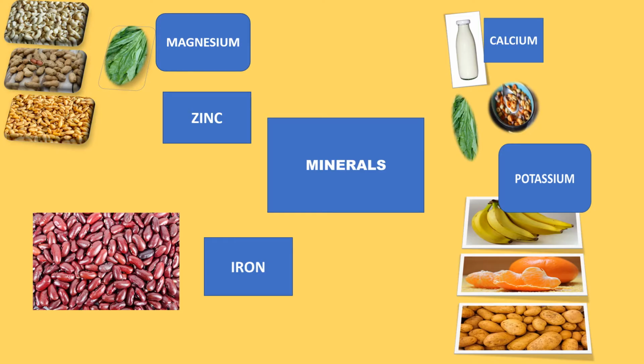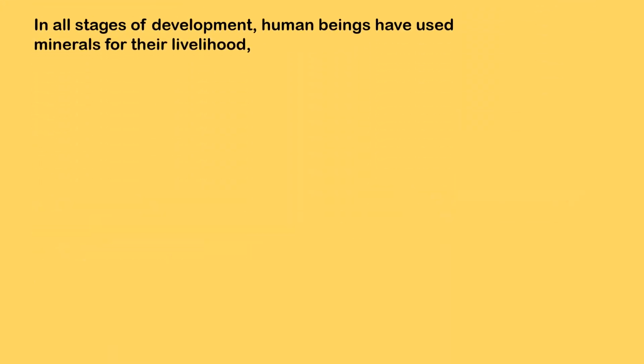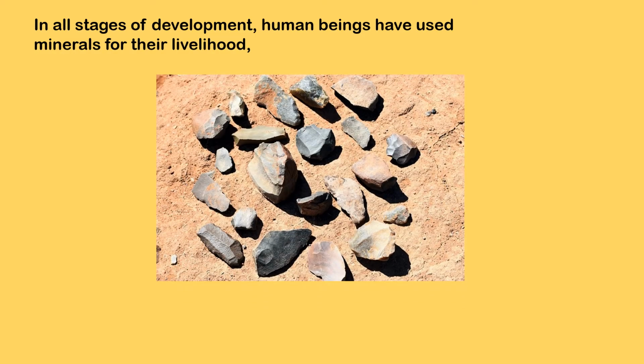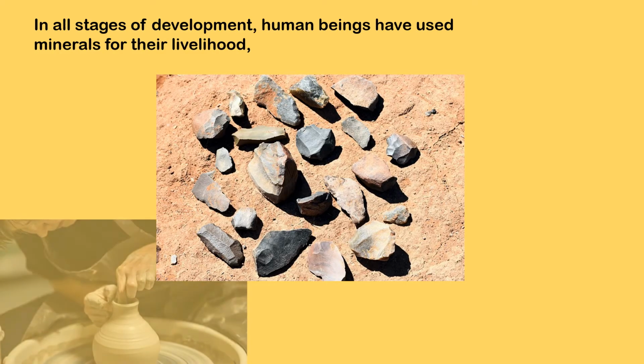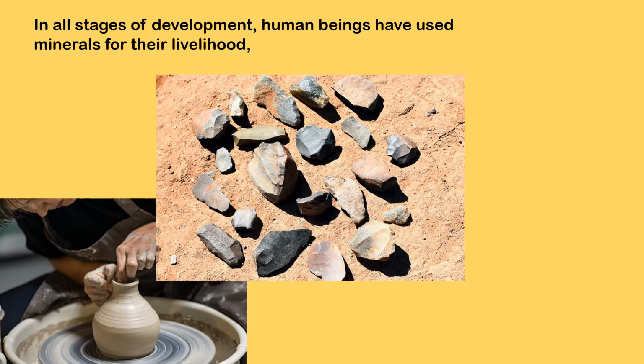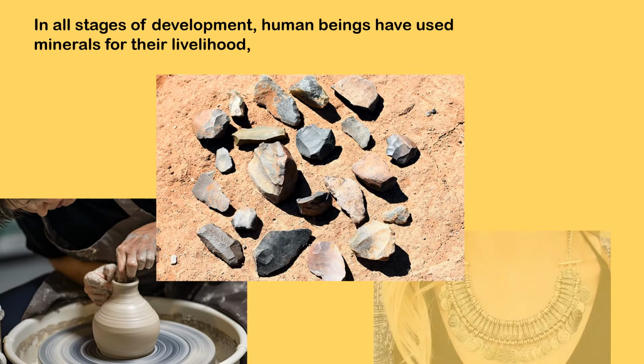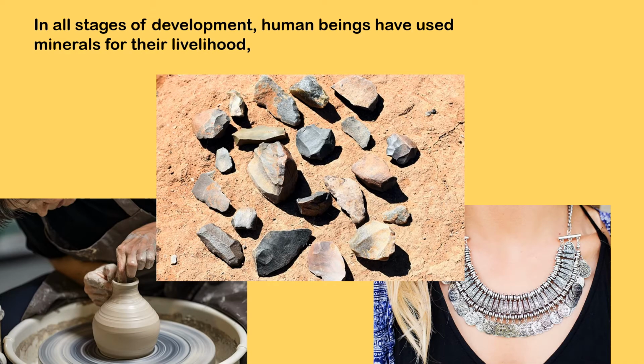Now let's move on. In all stages of development, human beings have used minerals for their livelihood. In ancient times, you can see the image of tools made of stone and rock, and pottery. Pottery is typically made from clay. Clay is a naturally occurring mineral, composed of various minerals. People used to sell ornaments made of silver, gold, semi-precious stones. So all these minerals help them to earn their livelihood.